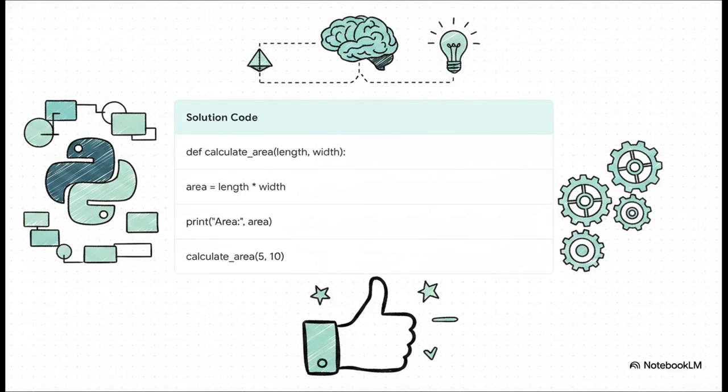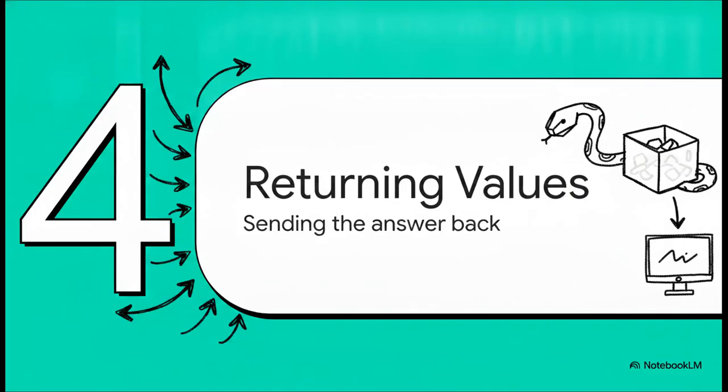Huge congratulations if you gave that a shot. Let's calmly review the correct solution code on the screen. We define calculate area length, width, and inside, we simply multiply them together. If your code looks similar to this exact syntax and it gave you the right answer, you are absolutely crushing it. Section 4, returning values.